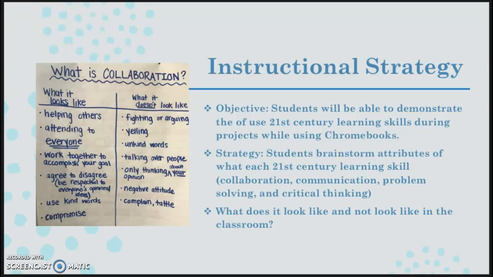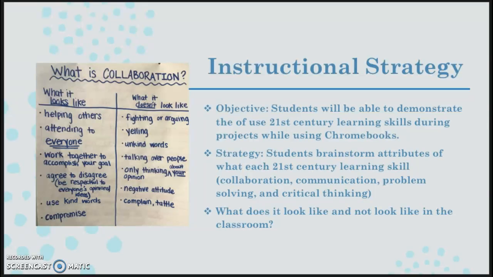There's an example of an anchor chart that was created by my third grade students on the left-hand side. As you can see, we considered what it looks like in the classroom to collaborate well and what it doesn't look like. Some of the things they came up with for what it looks like is attending to everyone, using kind words, working together to accomplish a common goal. What it doesn't look like is talking over people or having a negative attitude or complaining. These anchor charts then get hung up in the classroom so students can refer back to them at any point during the unit.